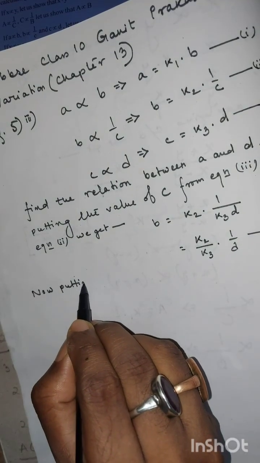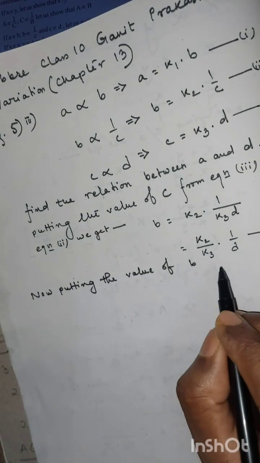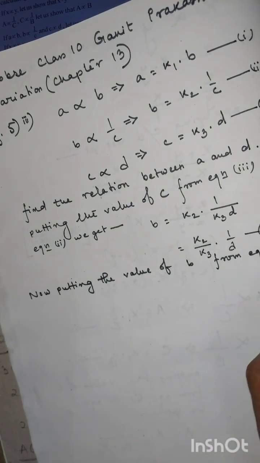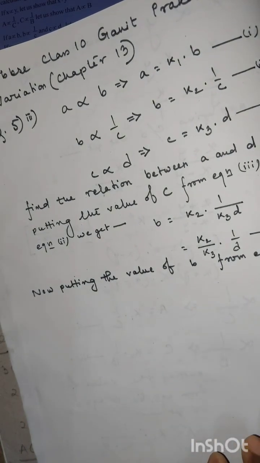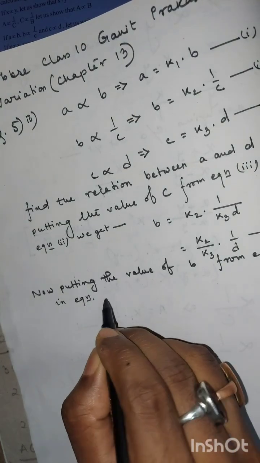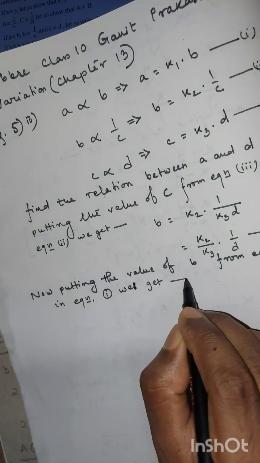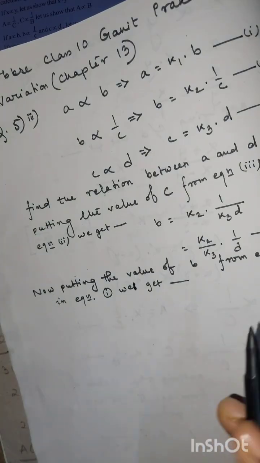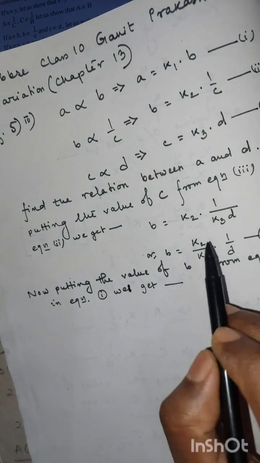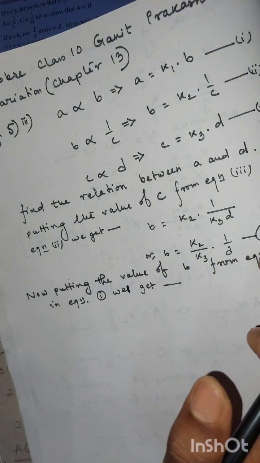Now putting the value of B from equation 4 in equation 1, we get, we are putting this value of B from equation 4 to equation 1.